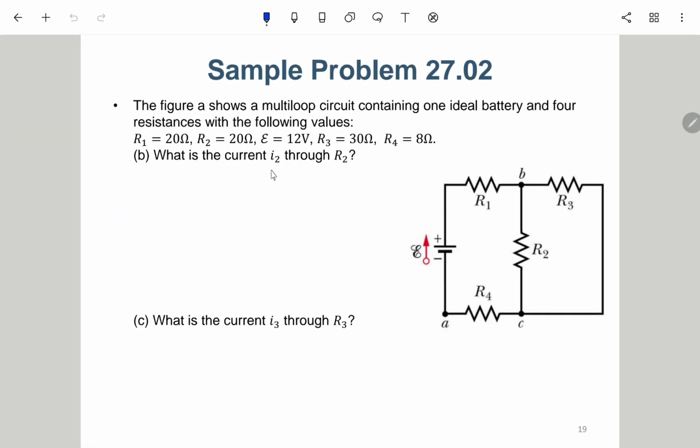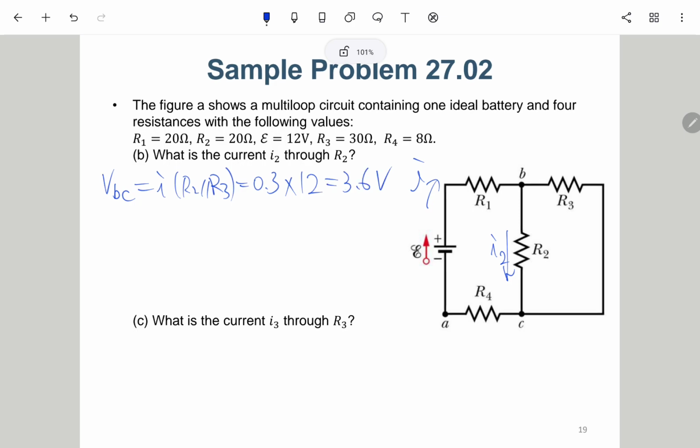Okay, so for part B, what is the current I2? I think it means the current going through R2. So here we have a VBC. VBC is I times R2 parallel R3, which is the 0.3 we calculated in part A, multiplied by 12 ohm. So this is 3.6 volt.